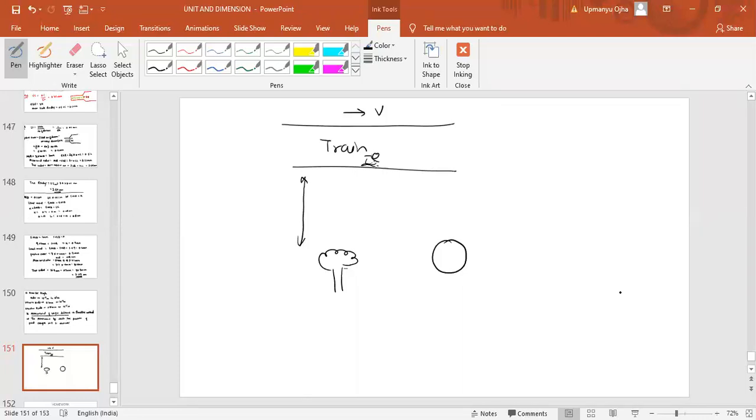So if it is very far away from us, the position will not change with respect to you. But the tree which is located very near to your train, the position will change very fast as compared to the moon. So this phenomenon we are using to measure the distance between the Earth and the Moon.